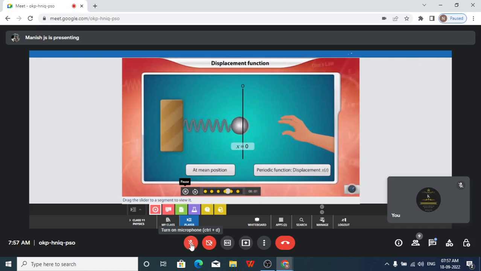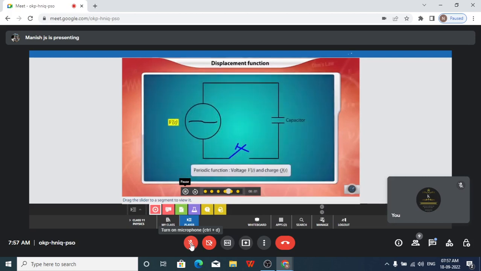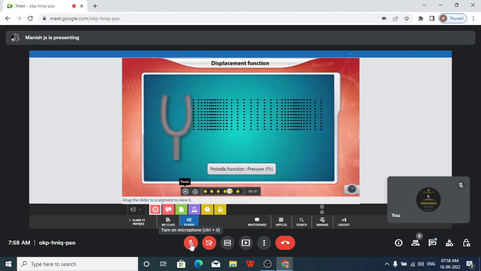For a block attached to an oscillating spring, the displacement of the block with respect to the mean position about which it oscillates is x at t. In a capacitor, the voltage varying with time can be considered as representing the periodic displacement variable. A voltage varying with time can be considered as representing the periodic displacement variable. In a sound wave, the pressure variation as a function of time can be considered as the periodic displacement variable.